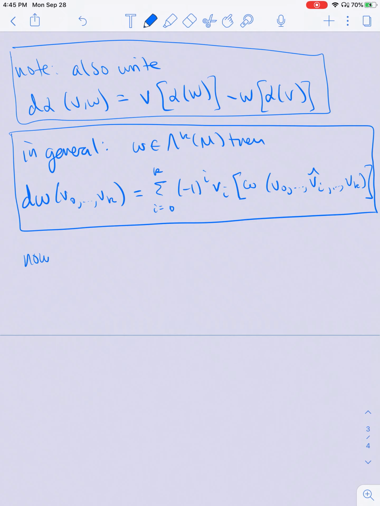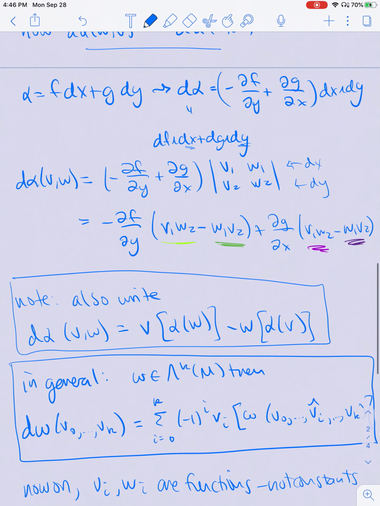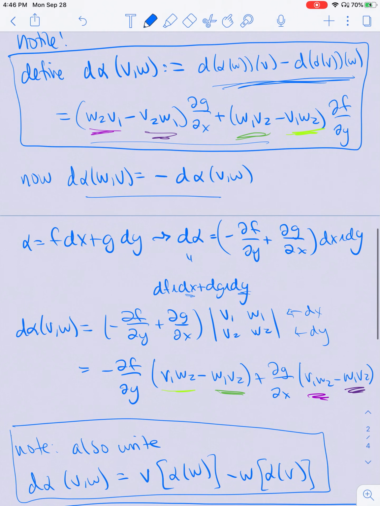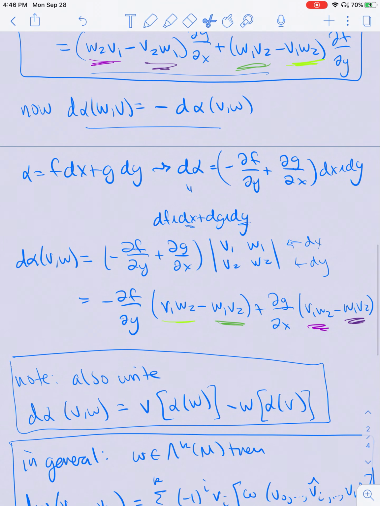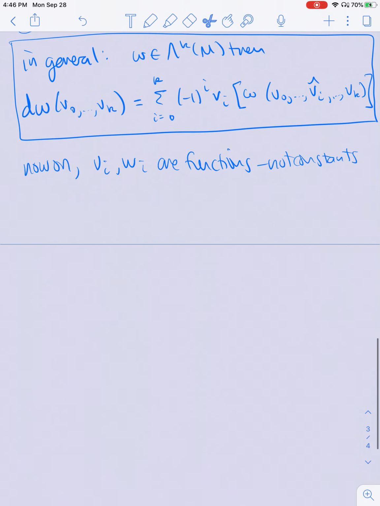Okay, so from now on, we're going to assume that vi and wi are functions that are not constant, or not necessarily constant. Okay, so let's recall, I'll bring this back. So recall, we computed this in two different ways, but that the derivative of alpha, d alpha, when I plug in v and w should give me this formula.